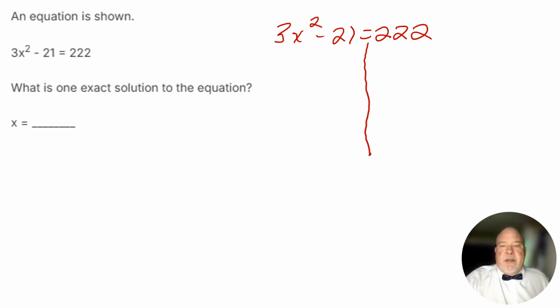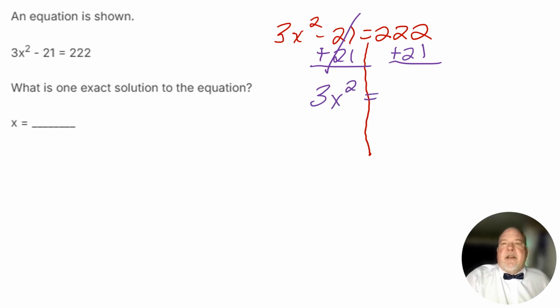So the first step in this is to get rid of the 21. So I'm going to add 21 to both sides, plus 21. And so that's 0. That goes away. Now I have 3x squared equals 201.